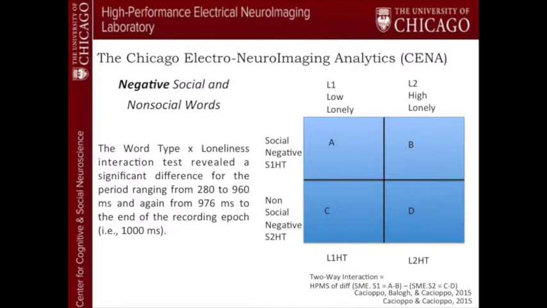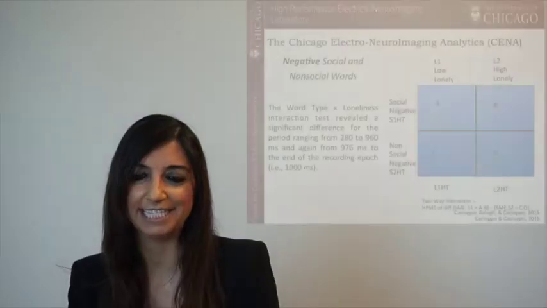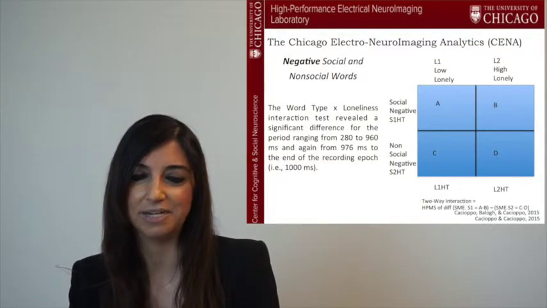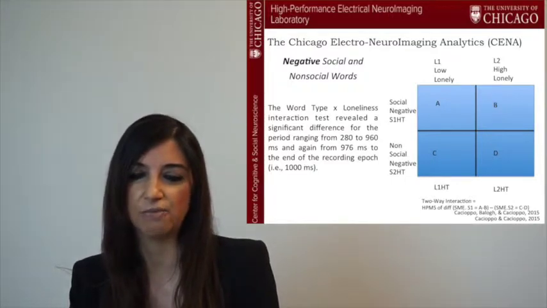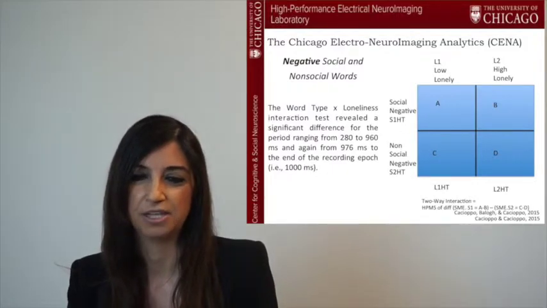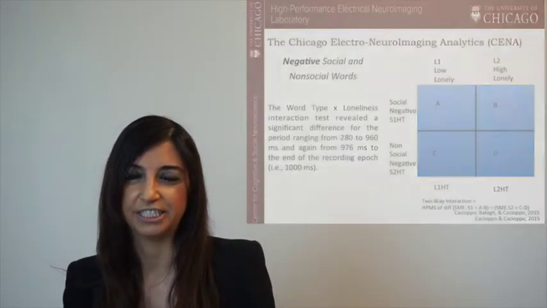The word type by loneliness interaction test revealed a significant difference for the period ranging from 280 milliseconds to 960 milliseconds, and again from 976 milliseconds to the end of the recording period, which was 1 second. To better understand this interaction, the ERP in the 128-dimensional sensor space was next investigated by performing simple main-effect tests within lonely participants and within non-lonely participants.